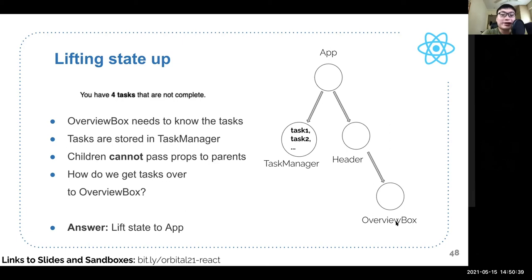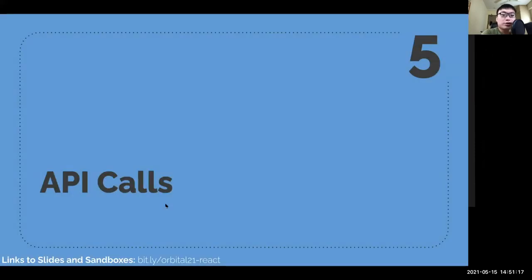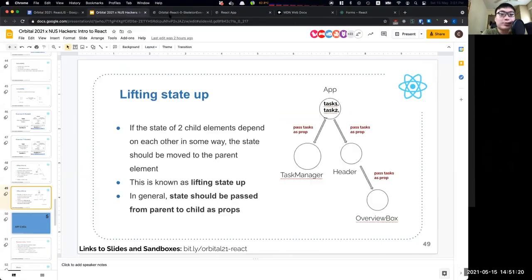And the answer is we need to do something called lifting of state. Although it makes a lot of logical sense for you to store the state in task manager, because overview box needs access to the state, we have to move it up. We have to move the state from task manager to app, and then we need to pass the task to task manager, to header, as well as to overview box, all the way down the chain to whoever needs it. So this is known as lifting state up, and state should be passed from parent to child as props. So we are gonna try that out right now on the sandbox.